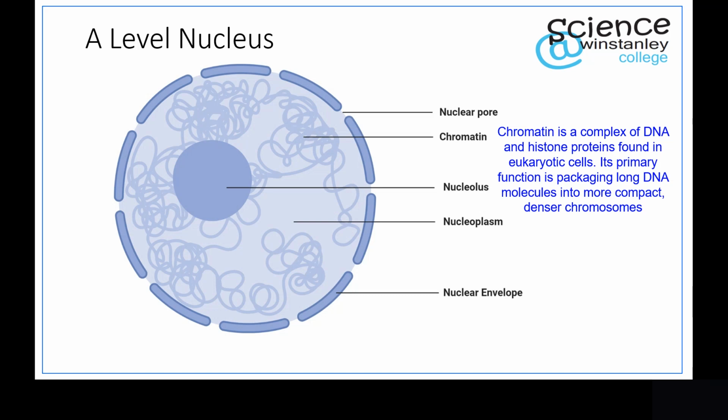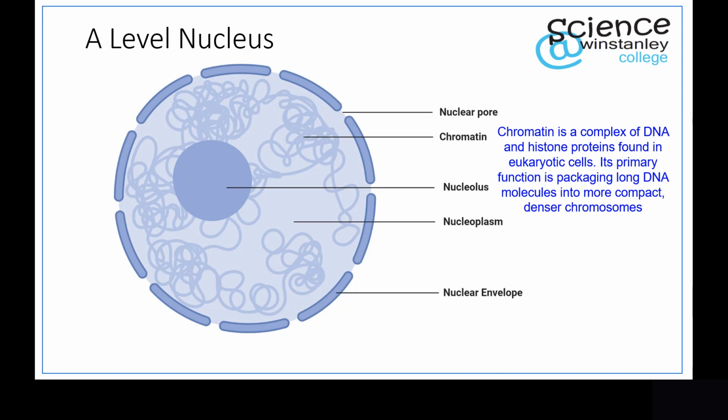Now, chromatin, like I said before, is actually the DNA inside of the nucleus. You'll learn more about the structure of DNA at A level, and you'll learn that DNA is coiled around some proteins, and those proteins are called histone proteins. This allows these big, long strands of DNA to coil around these proteins, packaging it up into a more compact package, which you know as a chromosome.